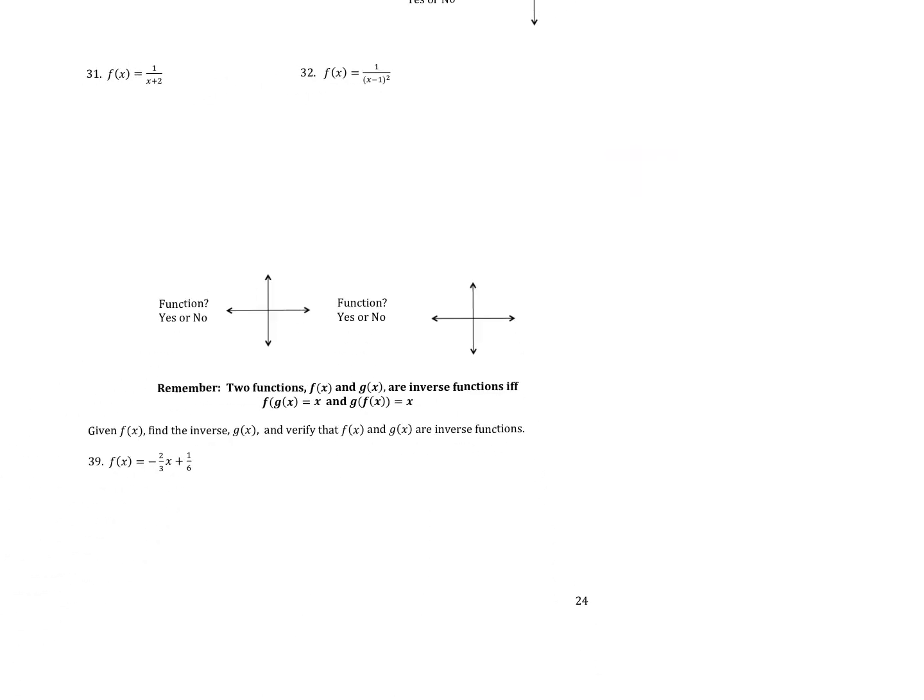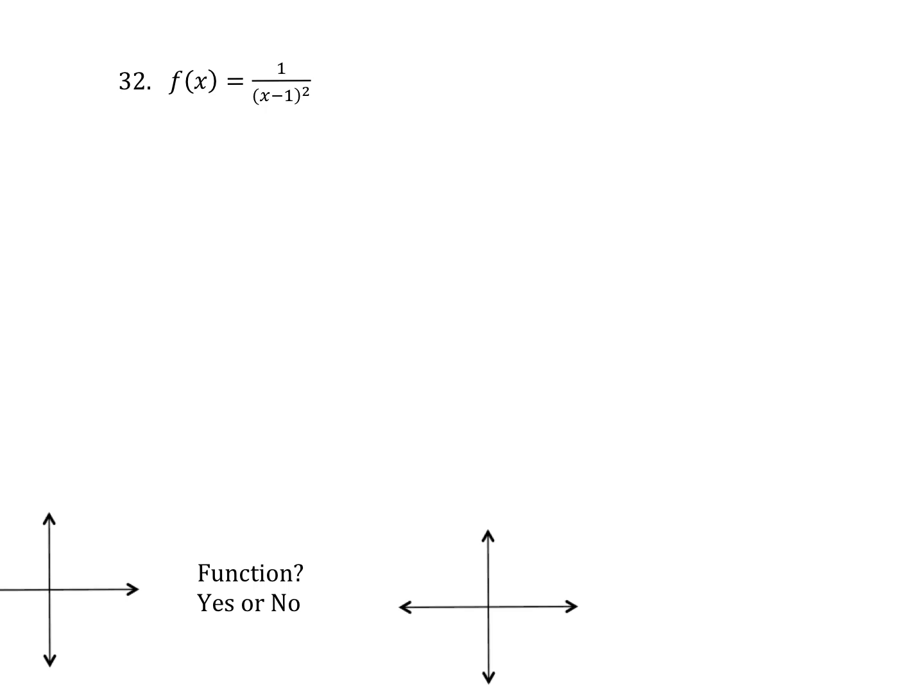So on your homework on page 24, let's do 32. What's the first thing we do on 32 to find the inverse? Switch the x and y. So we would say x equals 1 over y minus 1 squared. How would I get y by itself here? You'd multiply by y minus 1 squared. You always multiply by the denominator just so that you can get rid of it.